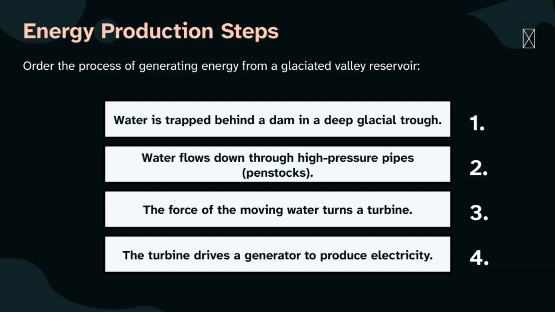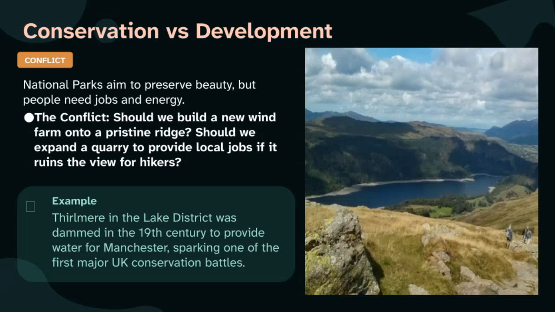A strong exam answer should link the physical landscape to the energy process. For example, glaciated valleys are suitable for HEP because their steep sides and high rainfall allow water to be stored at height and released through penstocks to turn turbines. Now we come to one of the most important themes in today's lesson: conservation versus development.